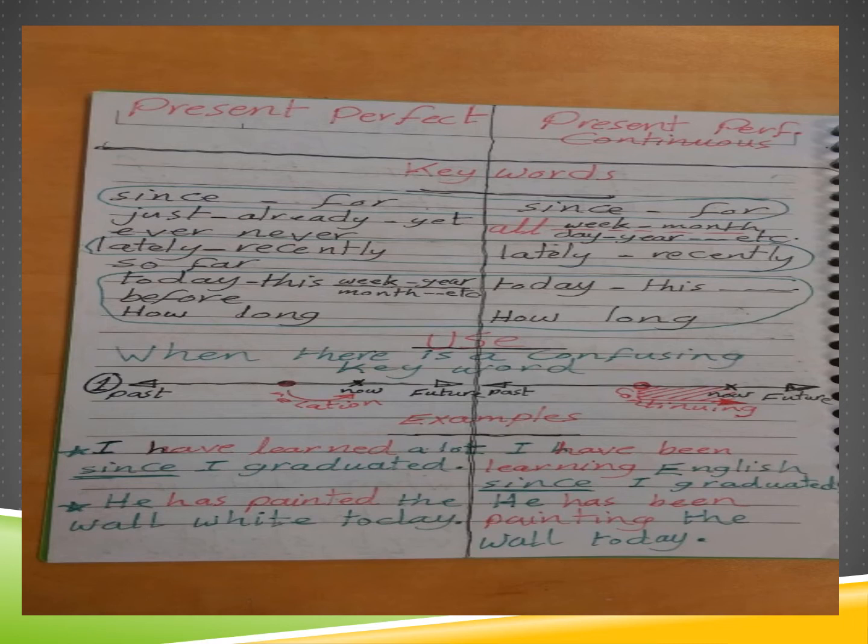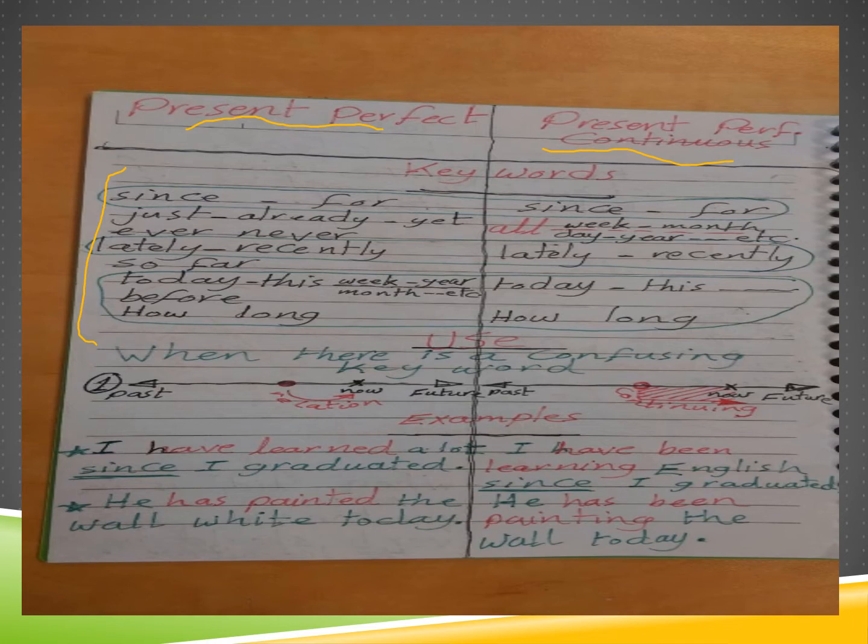In this video, as I told you, we are going to differentiate between the present perfect tense and the present perfect continuous tense. As for the keywords, they are clear. The keywords for the present perfect are since, for, just, already, yet, ever, never, lately, recently, so far, today, this, before, how long. I'm reading them quickly because I mentioned them in the first video, and I also sang them to make it easier for you to memorize.